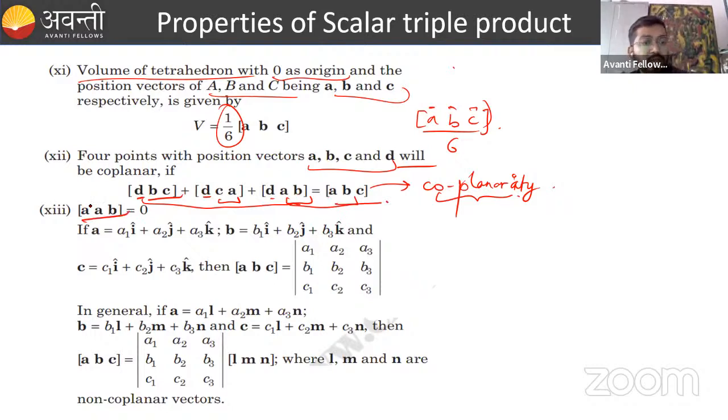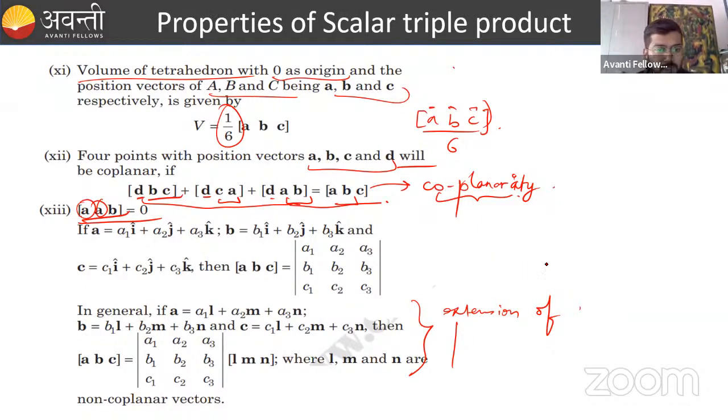We all know when two vectors are equal, then the scalar triple product is 0. And this point is just the extension of that formula which we did.